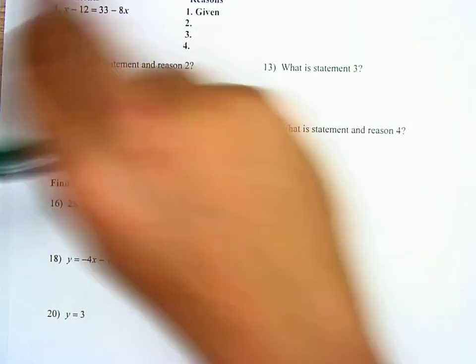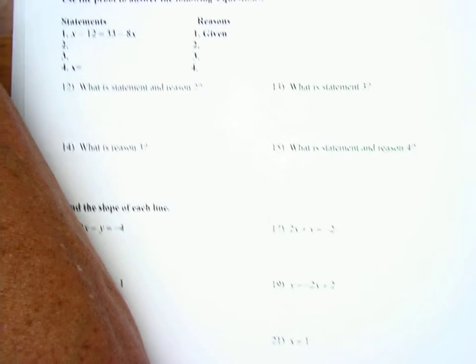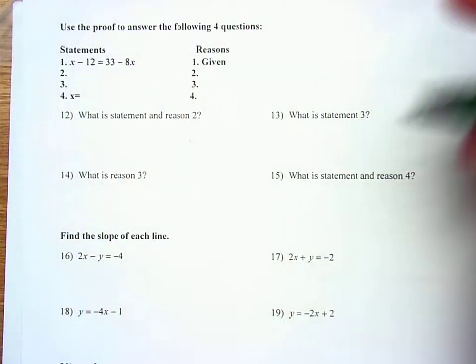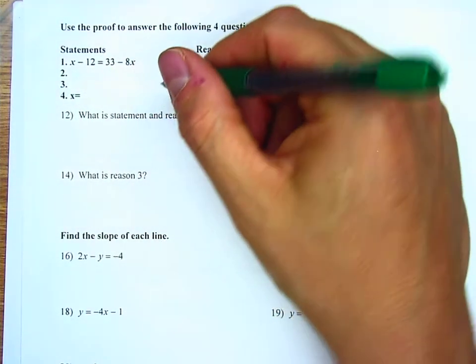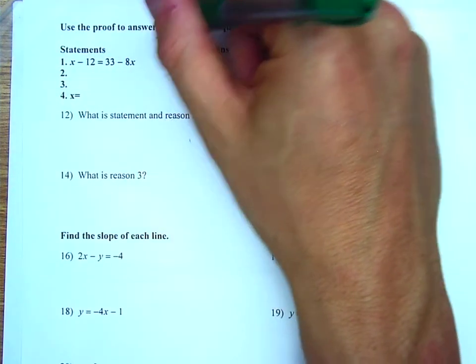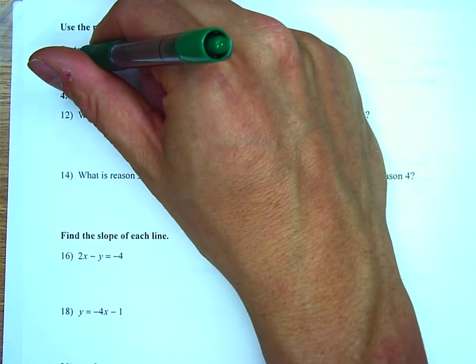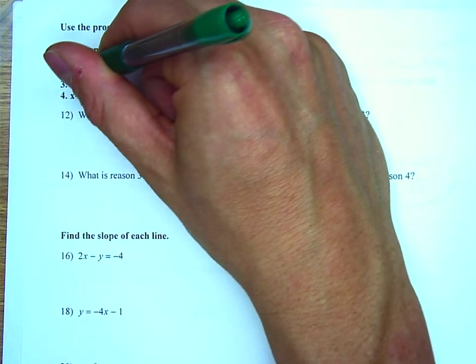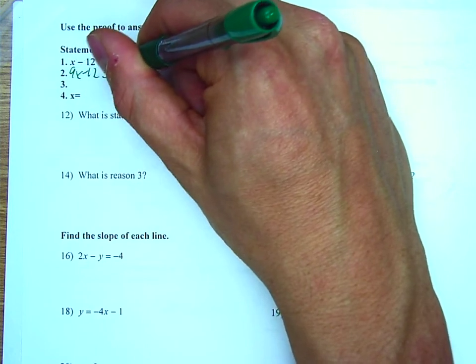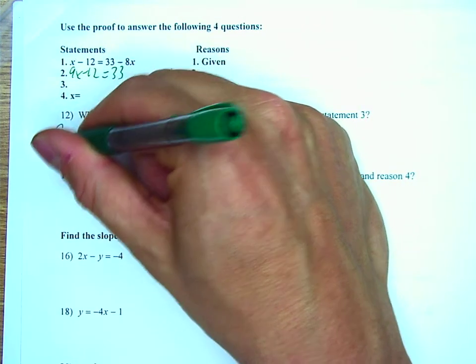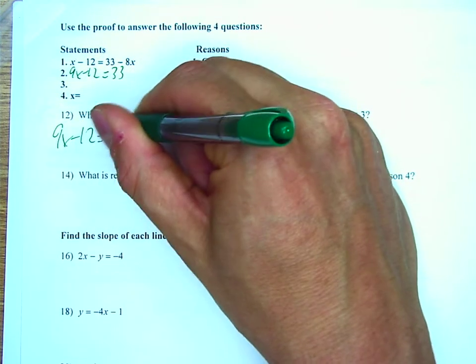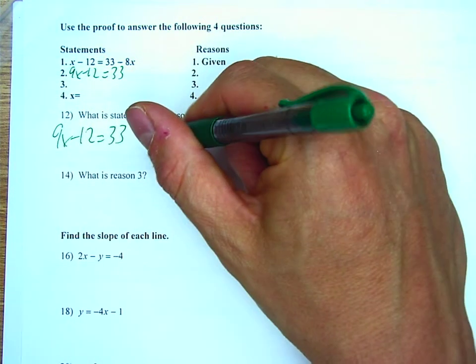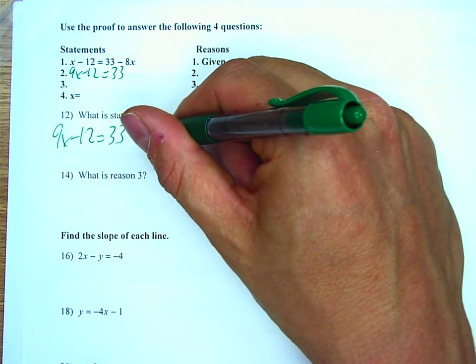Page 2. All right, so what's the statement and reason number 2? So on step 2, I'm gonna add 8x to both sides. It's gonna be 9x minus 12 equals 33. So that's my statement. 9x minus 12 equals 33. And what I did is I added 8x to both sides.